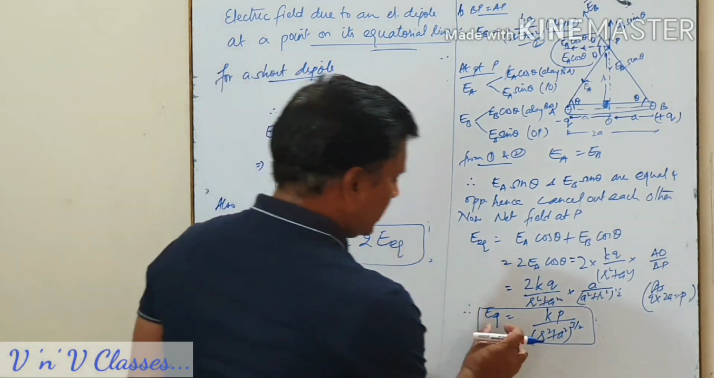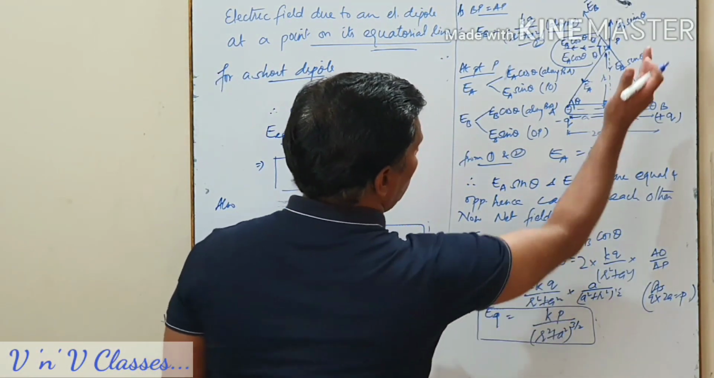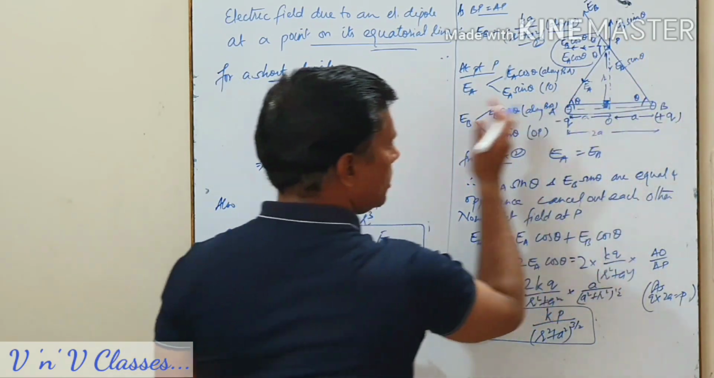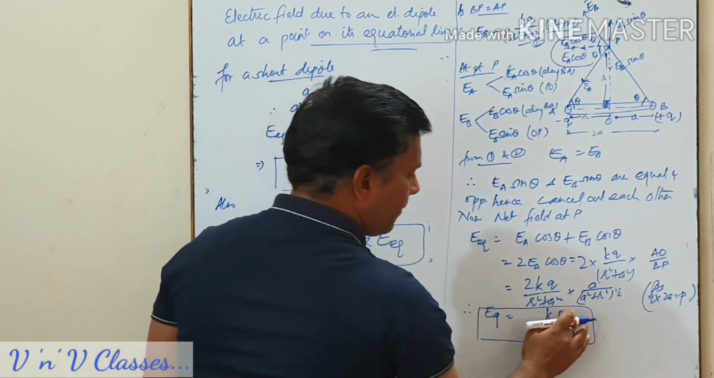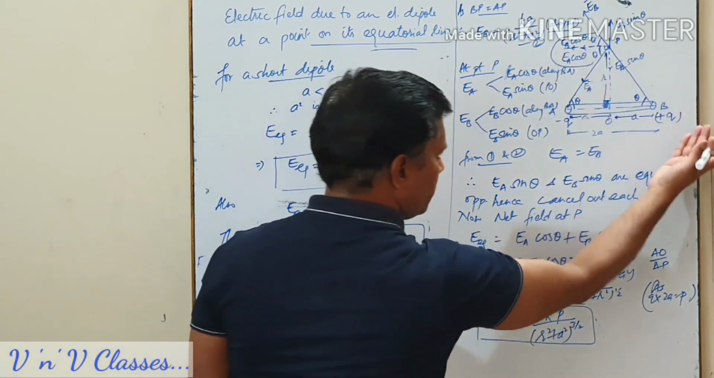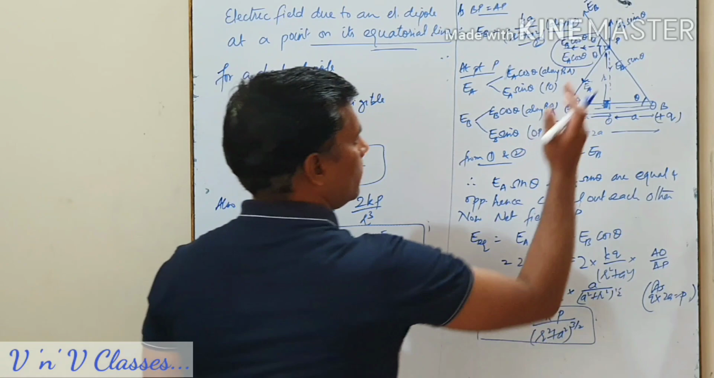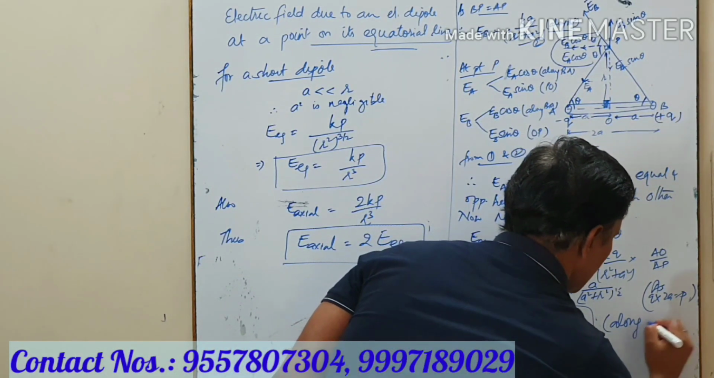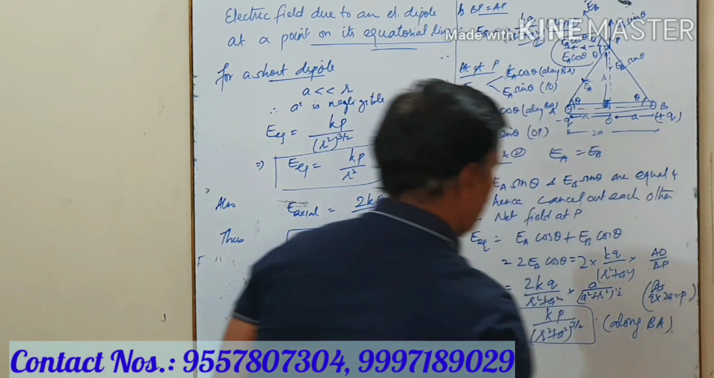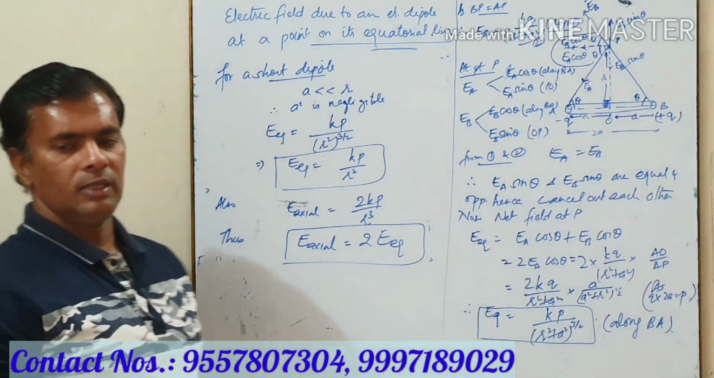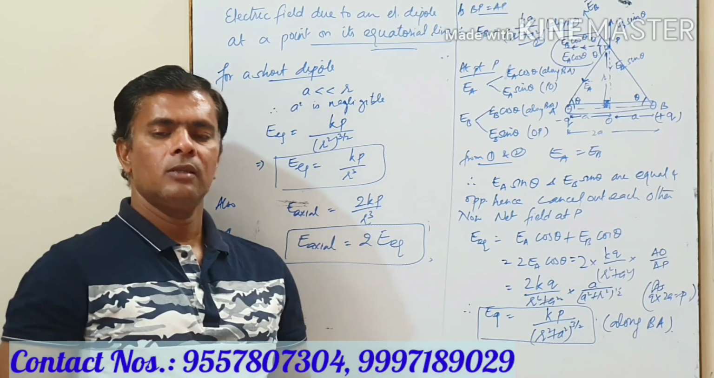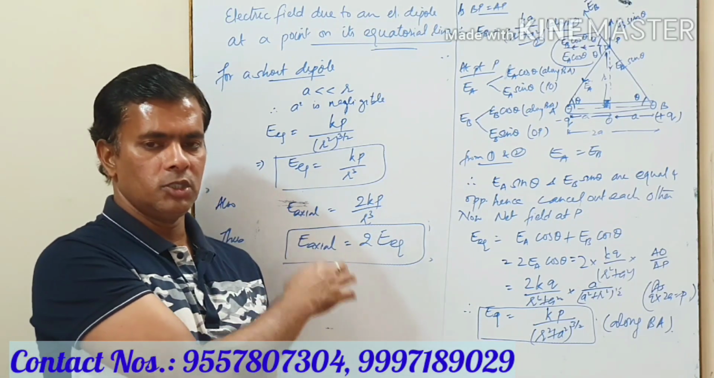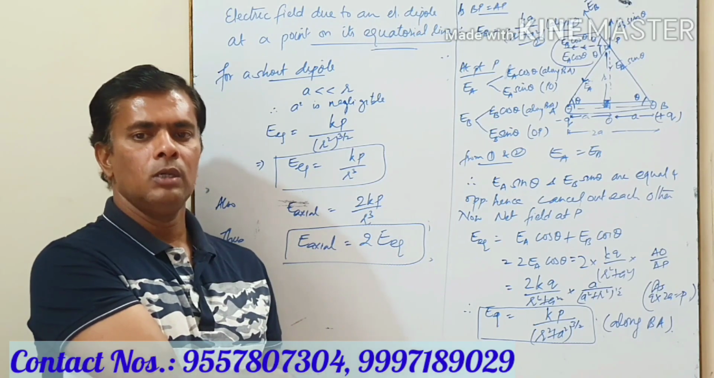One more thing, the direction of this equatorial field will be in this direction, that is from a positive charge to a negative charge. The dipole moment is from negative charge to positive charge, but the equatorial field is from positive charge to negative charge. So we can mention here the direction, it is along BA. So this is all about the field due to an electric dipole on the equatorial line. Just revise it properly because it is a very important concept of dipole.